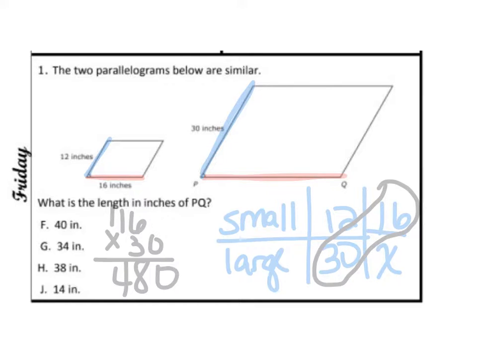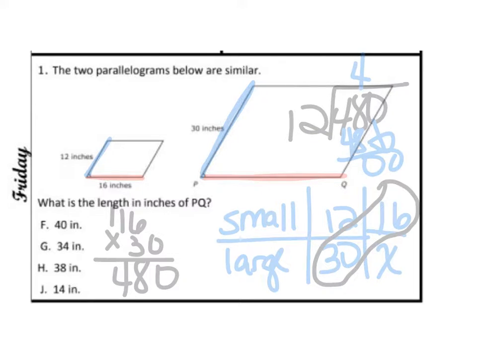No, we still need to divide by 12. So 480, I'm going to do it up here, divided by 12, and that's going to be what? 12 into 48 goes 4 times, which is 48. 0, but remember, we still have that 0. So then we're just bringing it straight up. So then my answer is going to be F. So basically, we know that the length of PQ is 40 inches.